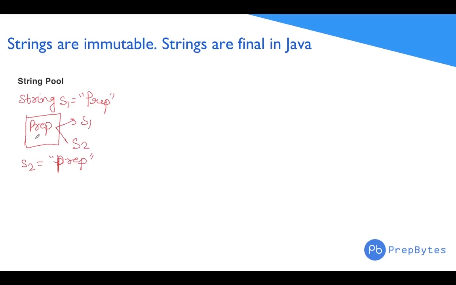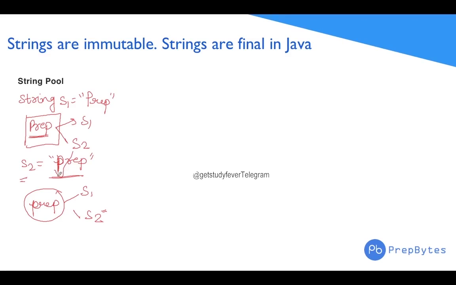If you make any change in this particular content, s2 thinks that the content is still prep. But if you do something like s1.toLowerCase(), then the content changes to prep. Since both s1 and s2 are pointing to the same string, s2 is not aware that the content has changed. So if multiple objects are pointing to the same string in the string pool, then changing the string will lead to unwanted results. So it makes sense to make strings immutable.